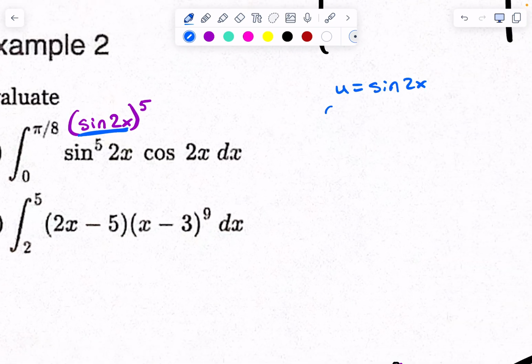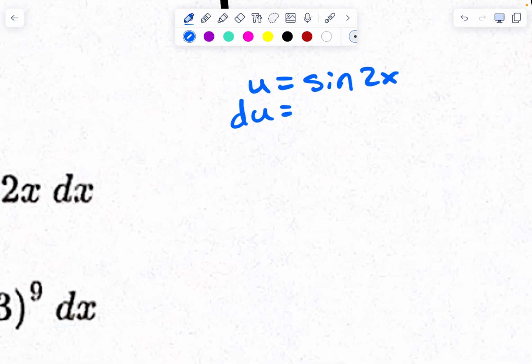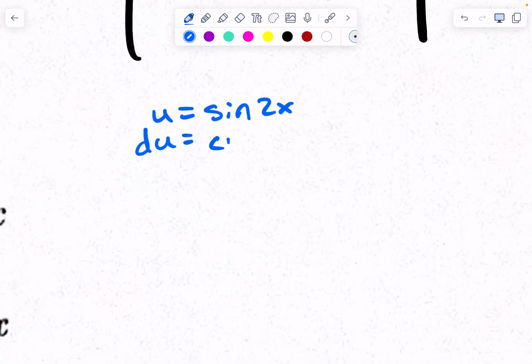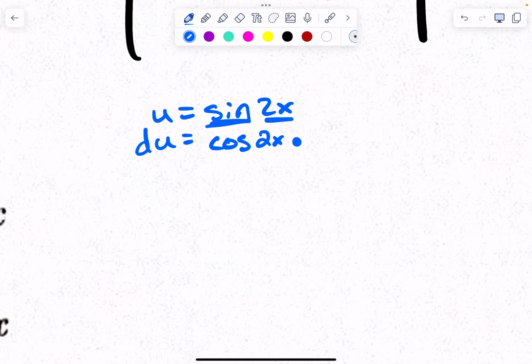Okay, then du is the derivative of that. Okay, and the derivative of sine is cosine. So I have cosine of 2x, except I have to do kind of like the chain rule where you take the derivative of the outside, which is cosine of 2x, but then I have to multiply by the derivative of the inside. And the derivative of 2x is just 2. Okay, so it's kind of like the chain rule, derivative of the outside, then derivative of the inside, and then that's dx.